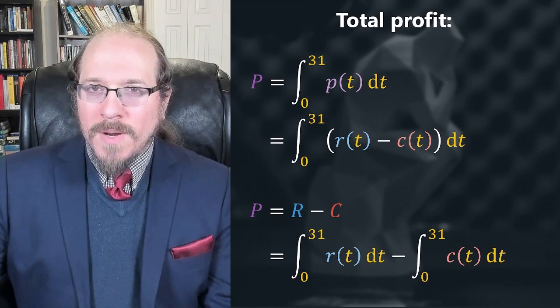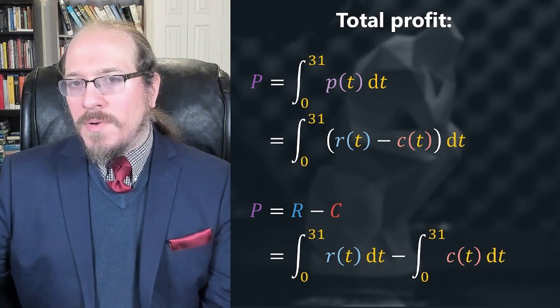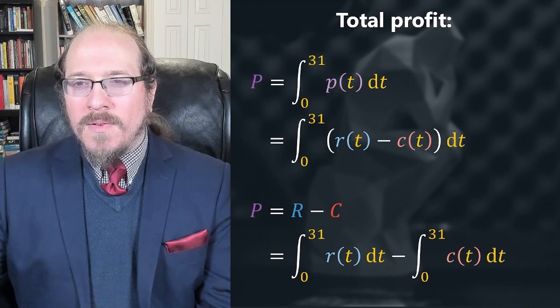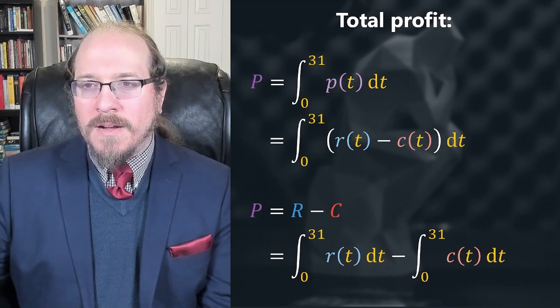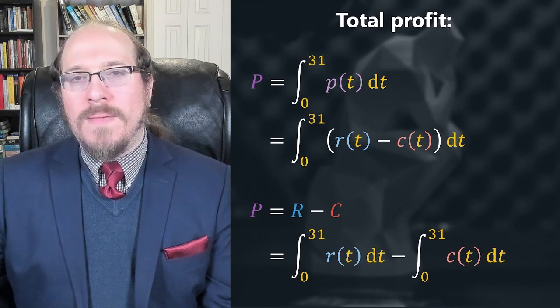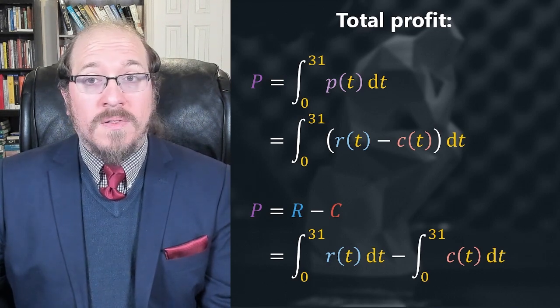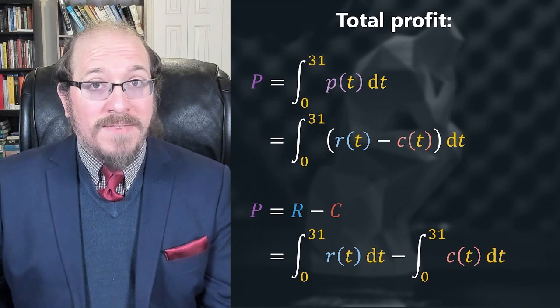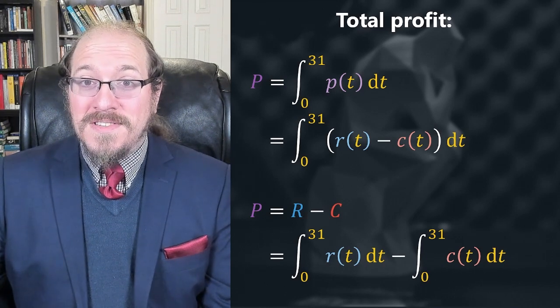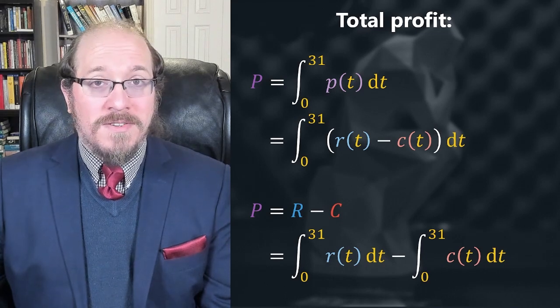Now, technically, when we're talking about daily revenue, costs, and profit, that's discrete. So you might argue that we don't really need an integral here. But we could just as easily keep track of how much we make and spend on a much more granular level, say down to the second if we want. I bet your credit card company does exactly that. So it's still useful to think of this in terms of integration.